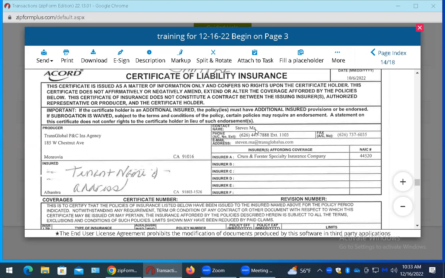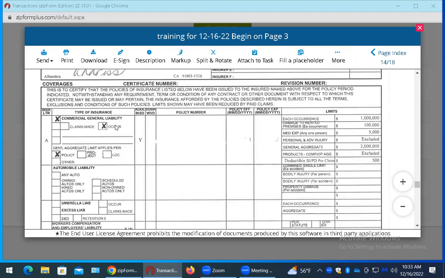This is the guy here, Stephen Ma, who made the certificate of liability. You notice I've blanked out all of the insured information, but he'll put the tenant name and address here, and then he'll check commercial general liability, and then the limits of the policy here.